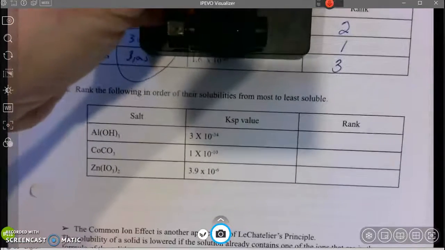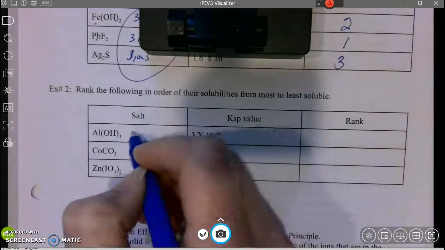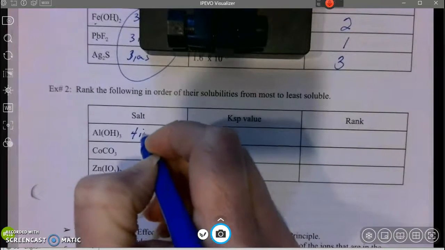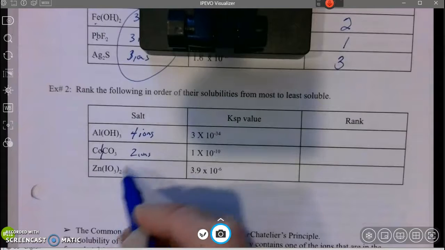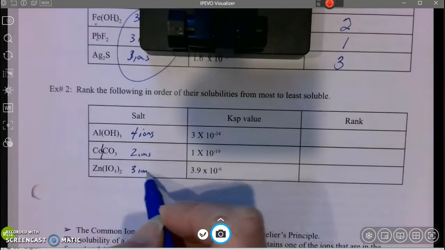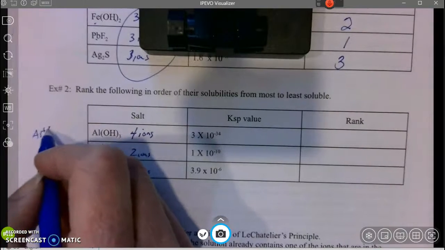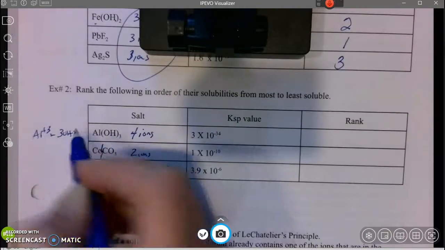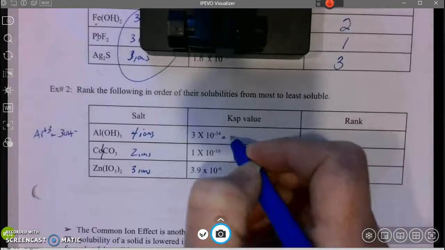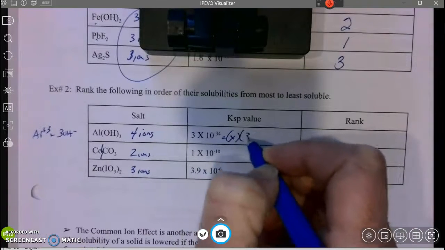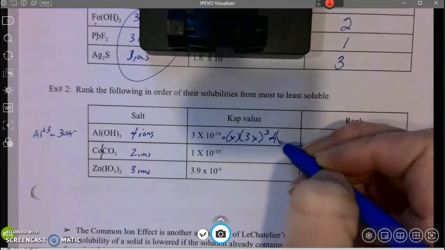So when I go to example number 2, I have 1 cation and 3 anions, so this is 4 ions. Cobalt and carbonate would be 2 ions, and zinc and iodate would be 3 ions. So I have to go through my process. If you can just look at it without writing the equation, that's fine, but I'm going to use this to get my equation. So this is going to be x times 3x cubed, or 4x cubed.